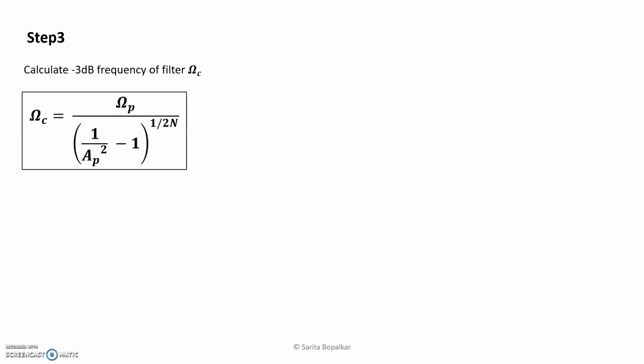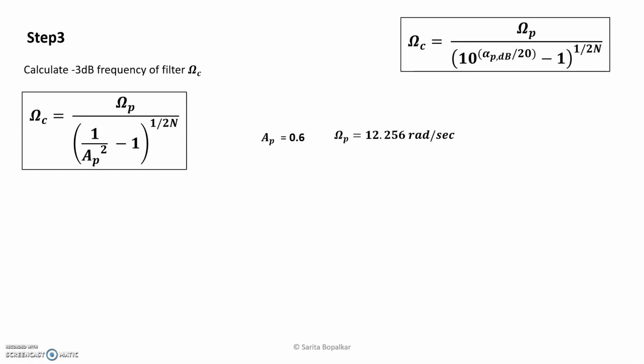Next step is to calculate the minus 3 dB cutoff frequency, Ohm C. To calculate it, we are using the passband specification. The formula which we have derived is Ohm P upon (1 upon AP square minus 1) raised to 1 upon twice N. We have calculated N as 2, AP is 0.6, and Ohm P is 12.25. Now here, if we want to use the given attenuation in dB directly, we can use this formula.